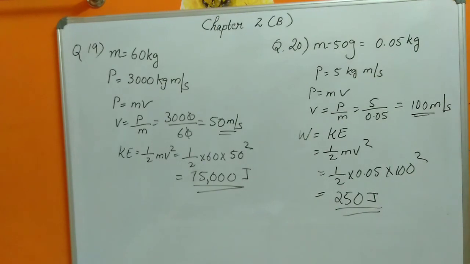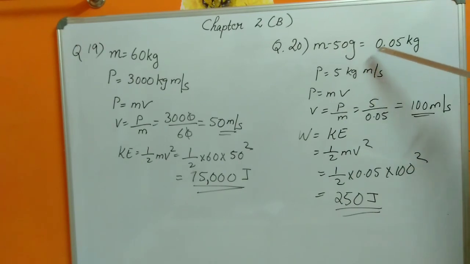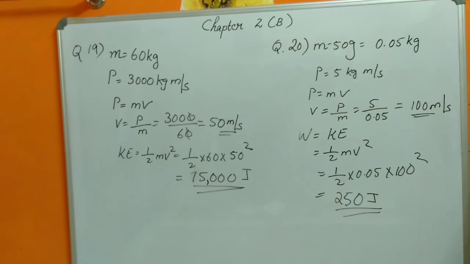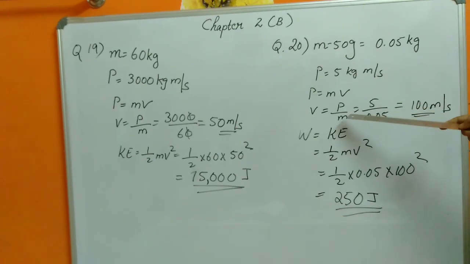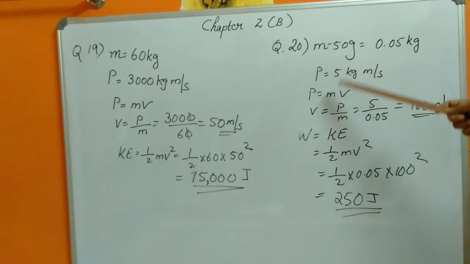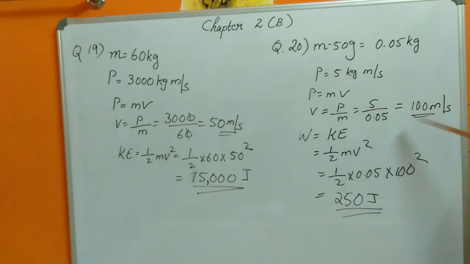Question number 20. How much work is needed to be done on a ball of mass 50 gram? The mass of the ball is 50 gram, that is, converting to SI unit, 0.05 kilogram, to give a momentum of 5 kilogram meter per second. The momentum of the body is given as 5 kilogram meter per second. You are asked to calculate how much work is done. So how will you calculate work? Always keep in mind, work and energy are the same. We can calculate velocity using p is equal to m v, that is, velocity is equal to momentum by mass, and we will get the velocity.